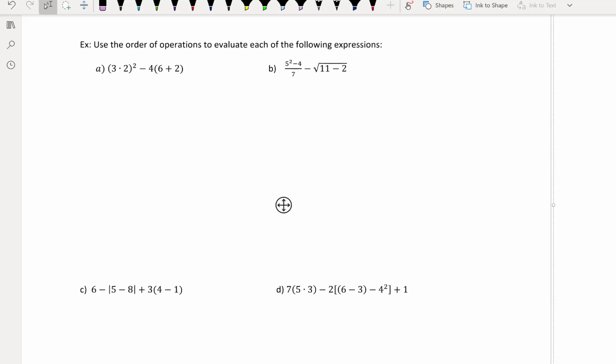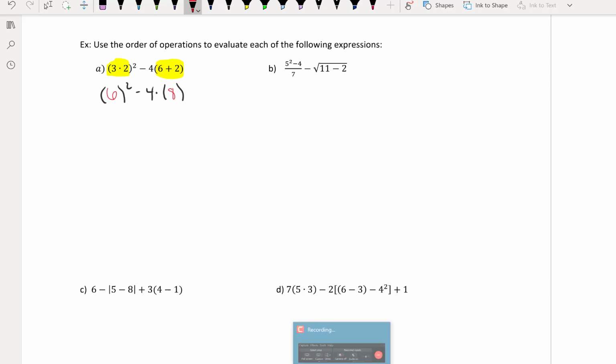So what do we have? We have part A. It says 3 times 2 squared minus 4 times the quantity 6 plus 2. If I'm following my order of operations, the first thing is I'm going to do the inside of the parentheses. I see that I have parentheses here, and I have parentheses here. So that's the first thing I'm going to be dealing with. I'm going to do the operation inside, 3 times 2. That would be 6. And it's squared. Minus 4 times, now I'm going to simplify the inside of this as well. 6 plus 2, that's going to give me 8.